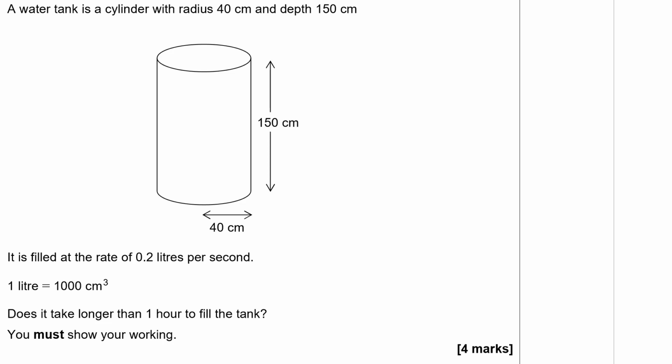What's the volume of this cylinder? Well, a cylinder is a prism, and the volume of a prism is equal to its cross-sectional area times its length or its height. So we need to work out what this bit is here. That area is a circle. It's pi r squared times the height. So the volume of this cylinder is going to be pi r squared h.